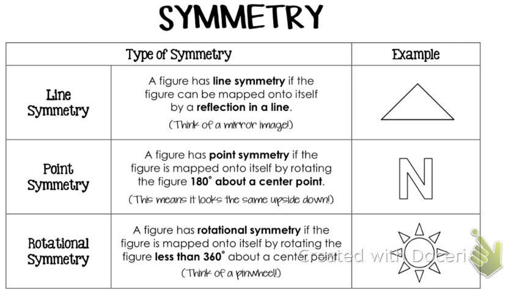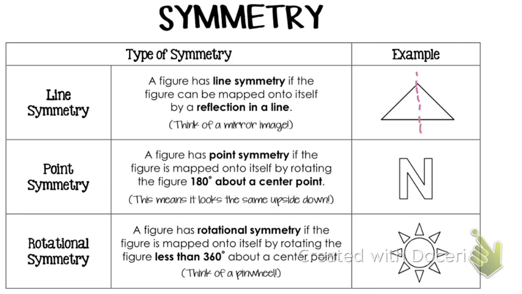So in Honors Geometry, Section 3.4, you will be able to determine types of symmetry. We're going to talk about three types of symmetry: line, point, and rotational. Line symmetry: a figure has line symmetry if the figure can be mapped onto itself by the reflection of a line. Example.